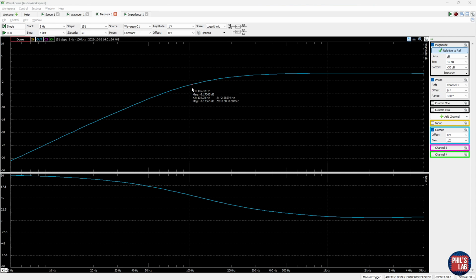Taking a very rough measurement, we can see that for these particular components, our cutoff frequency is actually just about 100 or slightly above 100 Hz. And again, keep in mind the capacitor might have a 20% tolerance, the resistor might have 5 or 10% tolerance, and these will of course influence the cutoff frequency, as we'll see later as well.